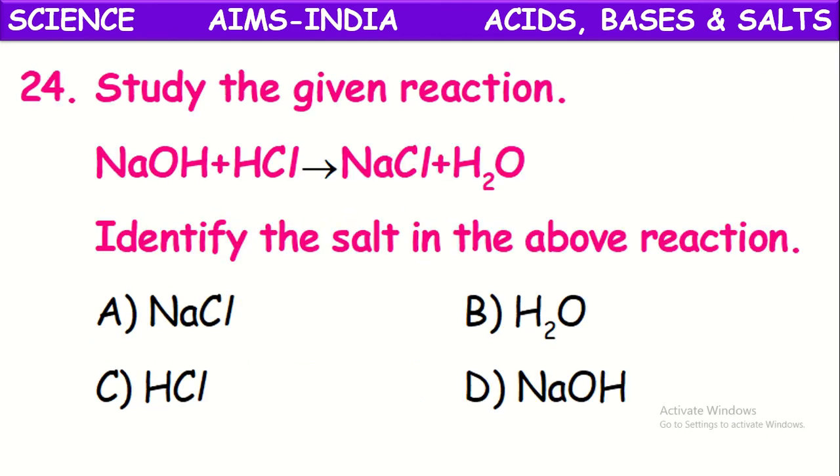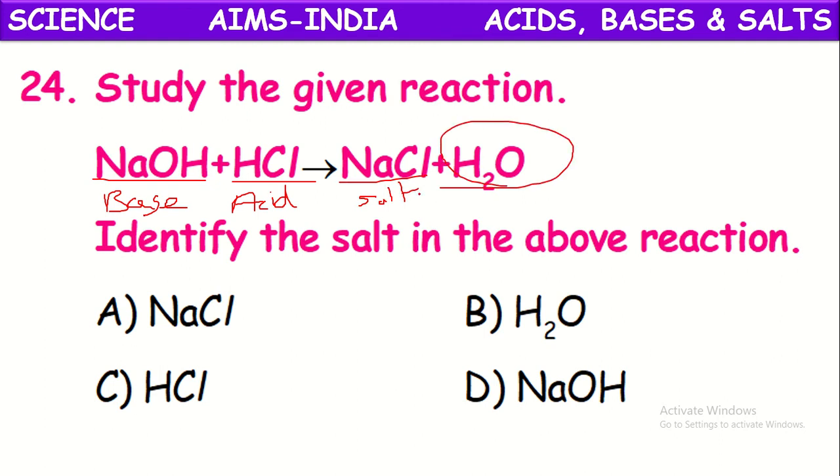Study the given reaction. Sodium hydroxide on reaction with hydrochloric acid giving sodium chloride and water. Identify the salt in the above reaction. We know this as a base, isn't it? Base on reaction with acid, hydrochloric acid, we call this HCl. So, base reacting with acid to form salt and water. This water we know. Now, what is the salt here? NaCl. NaCl is the salt in this reaction.